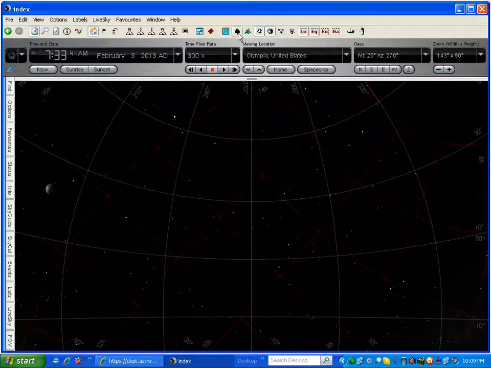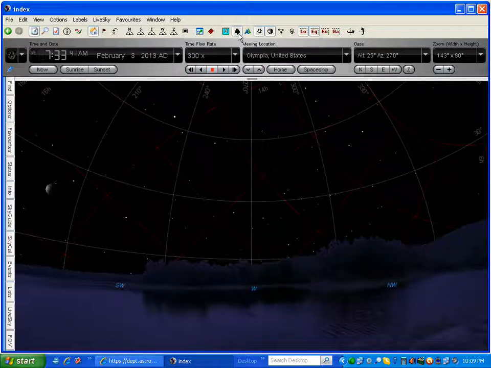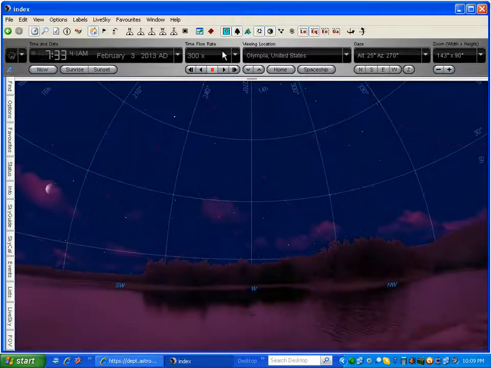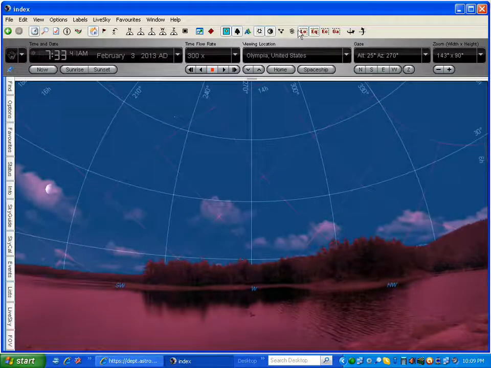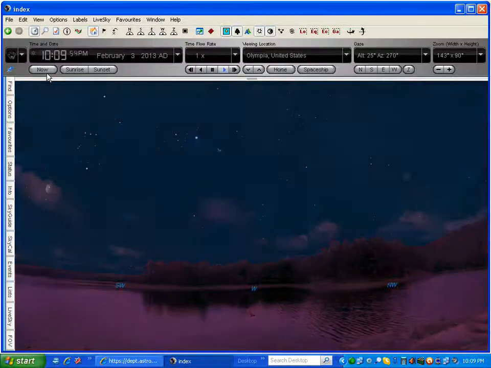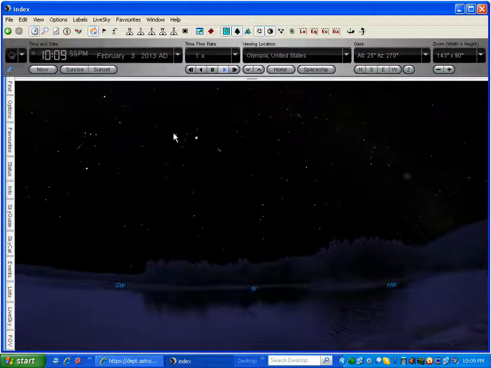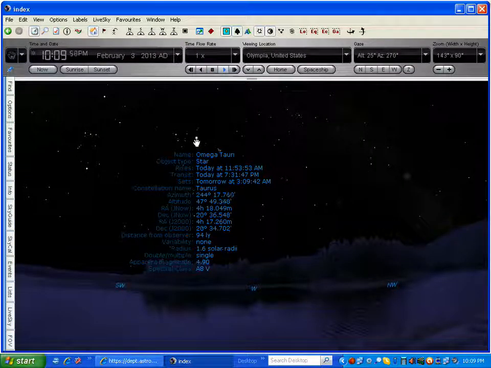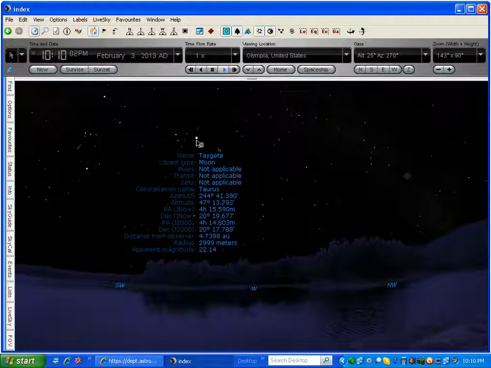I'm going to re-enable the horizon. I'm going to turn the sunlight back on. I'm going to turn the equatorial off, the local meridian off, and I'm going to take a look at the stars. What is this one right here? Omega Tauri. Wow, that's a big star.